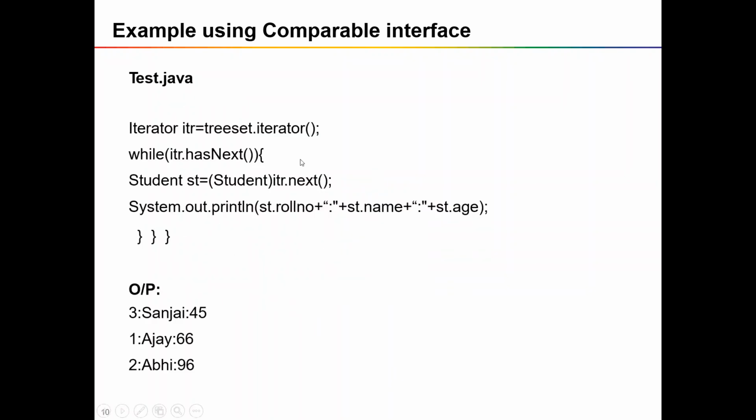So if you try to print it with the help of an iterator, then you will get values like that. So 45 is the lowest mark, then 66 is the next highest, and 96 is the highest mark. So all the three objects are sorted based on the marks.